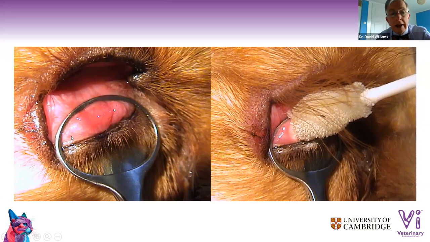So I would cut a wedge, just a strip of conjunctiva there, taking out the meibomian gland follicles, which are where the follicles of the distichia are. So I would do that.